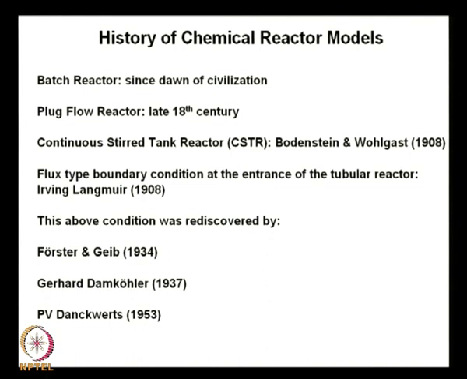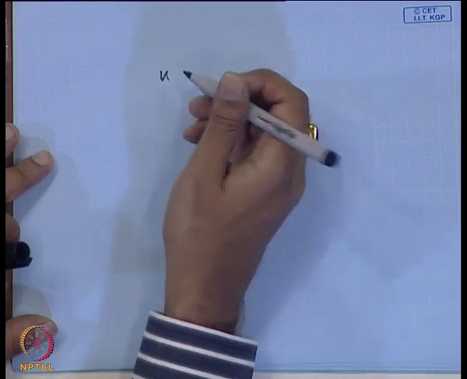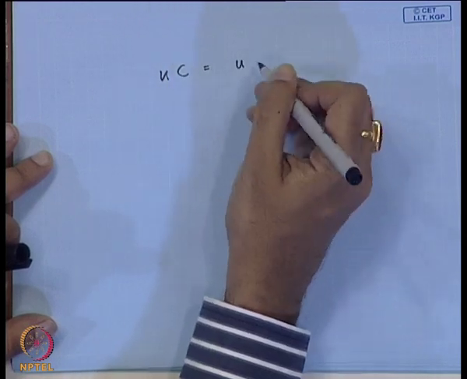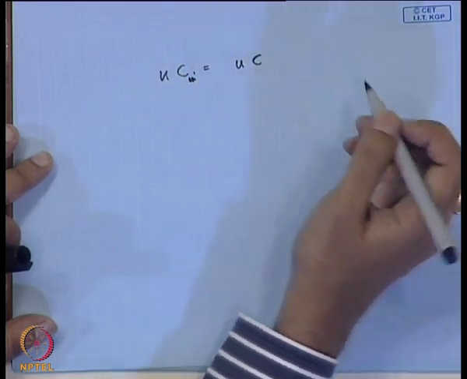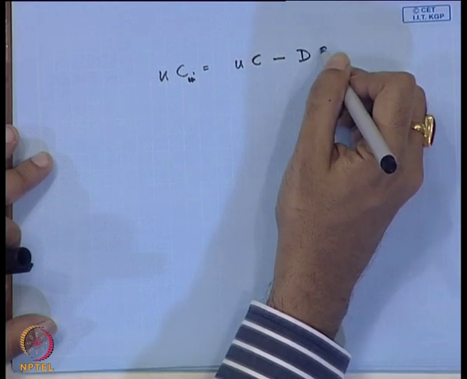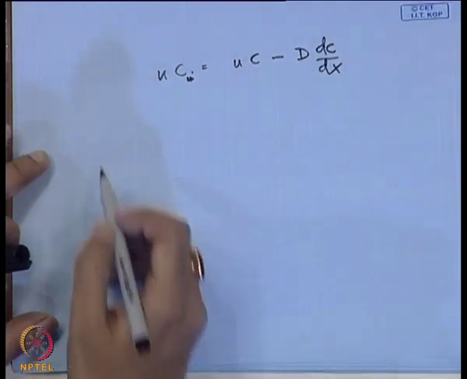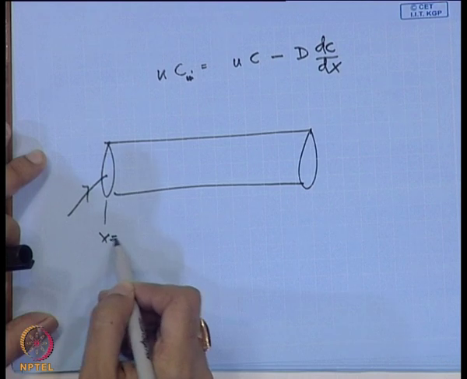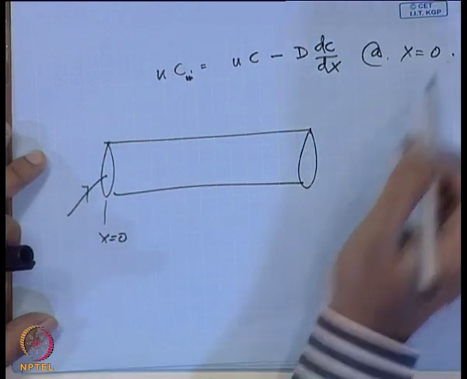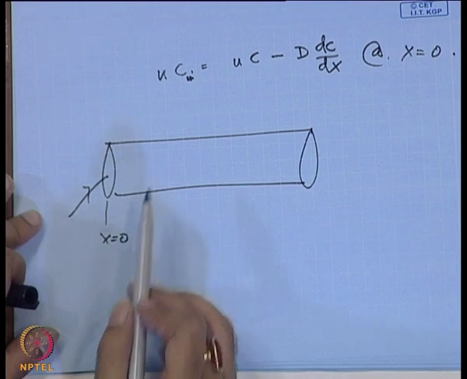Okay, I think I wrote it in the last class, but I'll write it one more time. So, the boundary condition simply goes as: whatever is coming in, U times C in, equals whatever is going out, U times C minus D times del C del X. Okay. So, you have the tubular reactor over here, and you are trying to find out the boundary condition at X equals 0. So, this is my boundary condition.